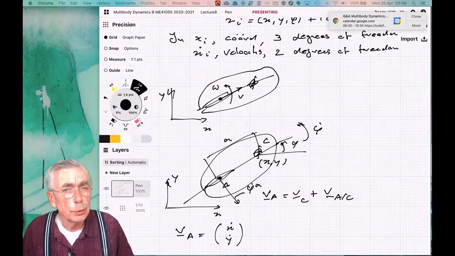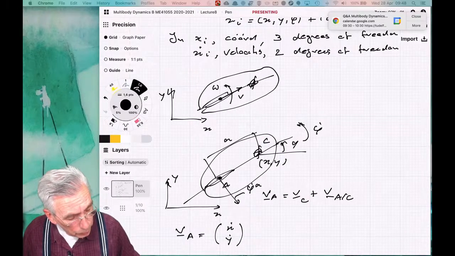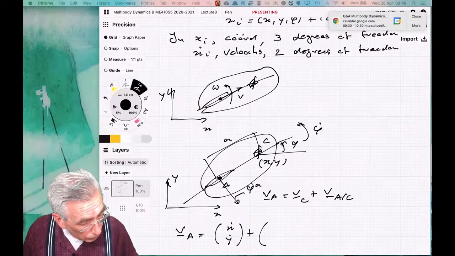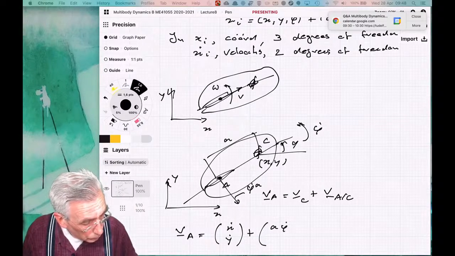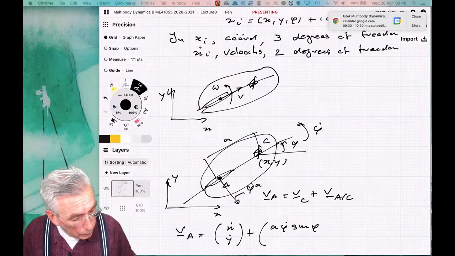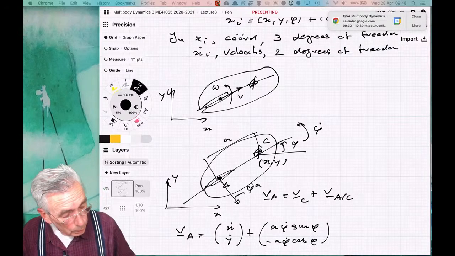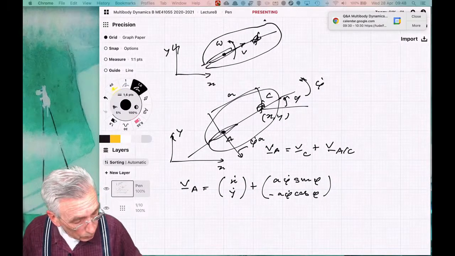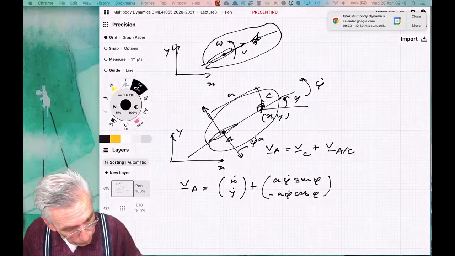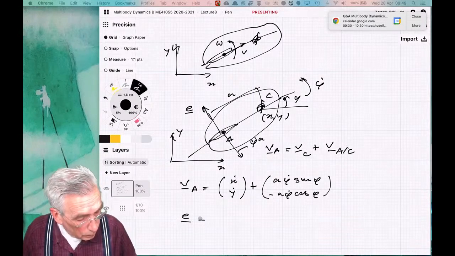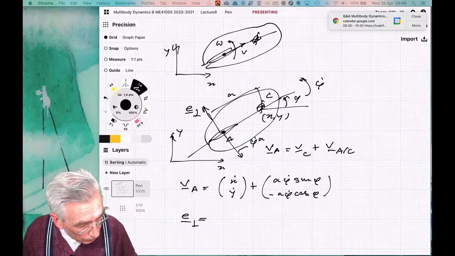And then we have to transform that to a global coordinate system, but we know what the orientation of the body is. So in the x component we get a phi dot sine phi, right? And in the y component we get minus a phi dot cosine phi. Then we have to take this with the perpendicular distance, so we have some vector E, which is perpendicular to the skate. So this vector E perpendicular is, what is it? Minus sine phi, cosine phi.